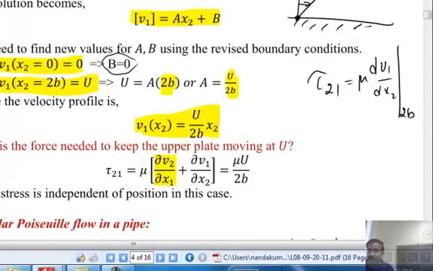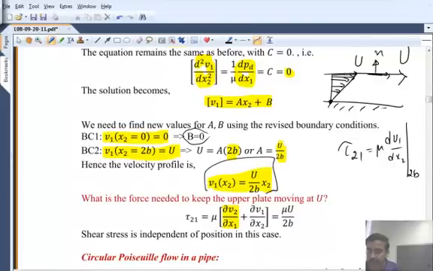So when you take the derivative of the velocity profile with respect to x2, it's a linear profile, so the derivative is going to be a constant, right? So you get the shear stress to be constant in this case. Shear stress is the same no matter what plane you are in. And it is given by mu U over 2b. Okay, any questions on that?